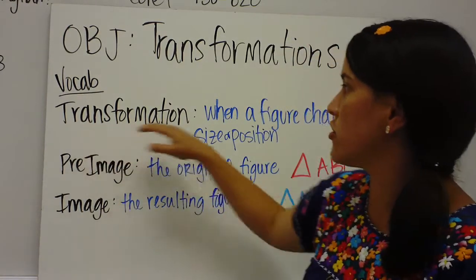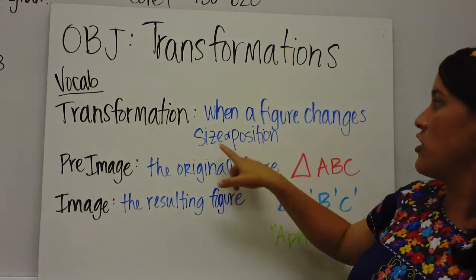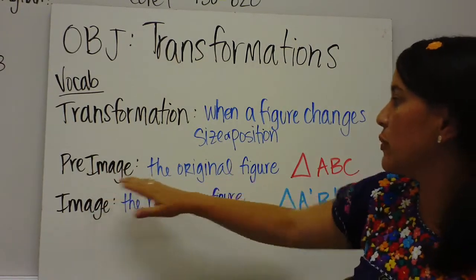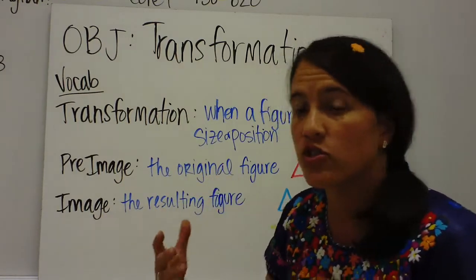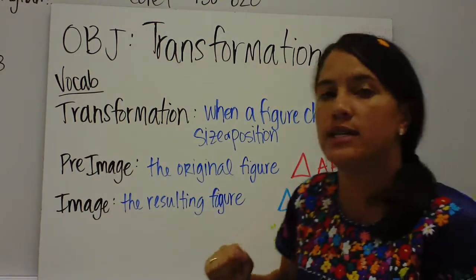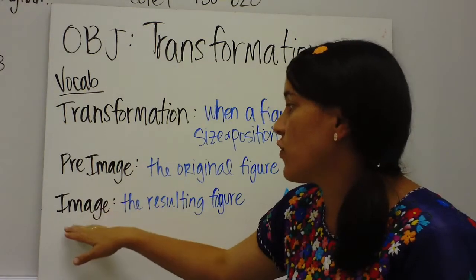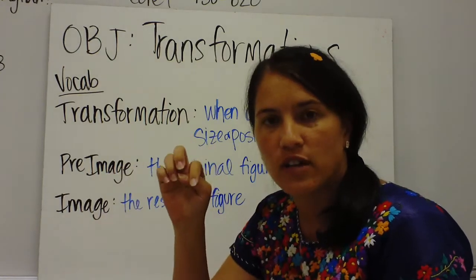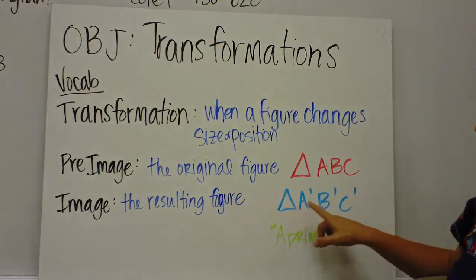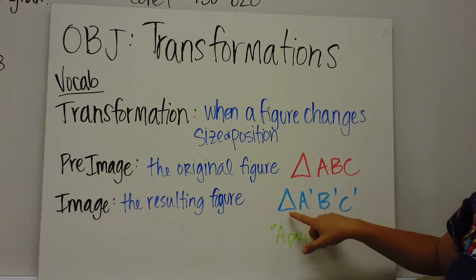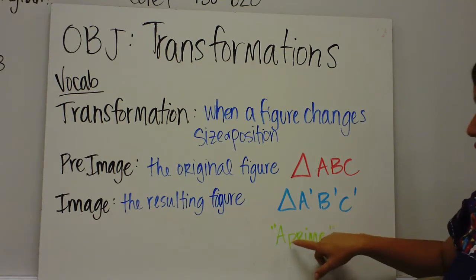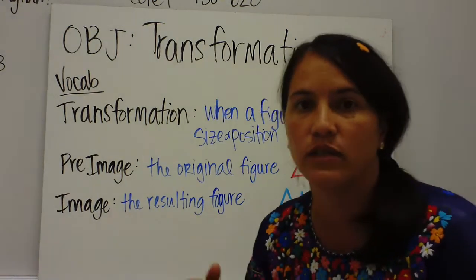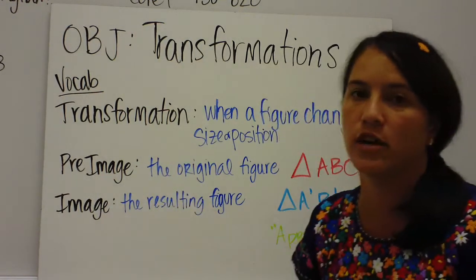So, your vocabulary. A transformation is when a figure changes size or position. A pre-image is the original figure, and it looks like this, like triangle ABC. After you transform it, it's the image, the resulting figure. And we denote that with these little apostrophes, and we call them prime. So it looks like this. ABC then turns into A prime, B prime, C prime. That's how you know if it's the image or the pre-image, is it has that little apostrophe.